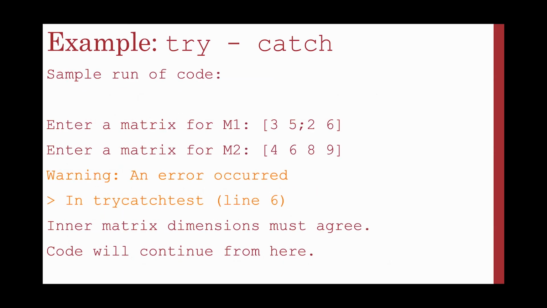So for an example, let's look at this code. If I enter the matrix 3, 5, 2, 6, and then the matrix 4, 6, 8, 9, we're going to get an error because these cannot be multiplied that way. So in line 6, I get an error: inner matrix dimensions must agree. Code will continue from here. So try and catch can catch some errors.